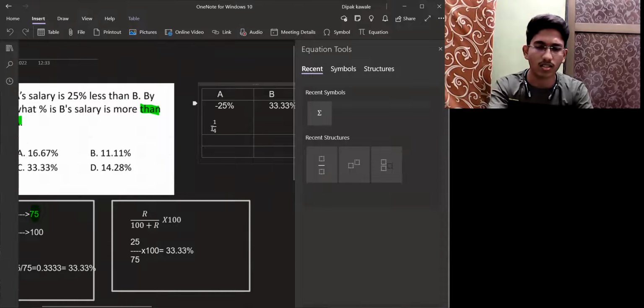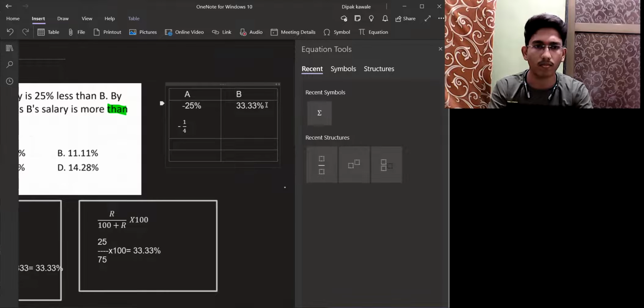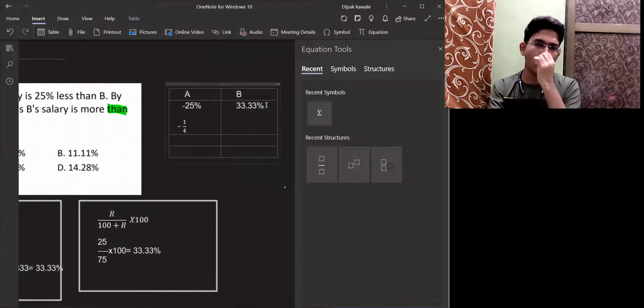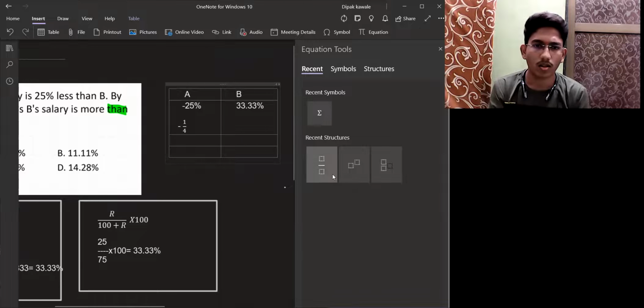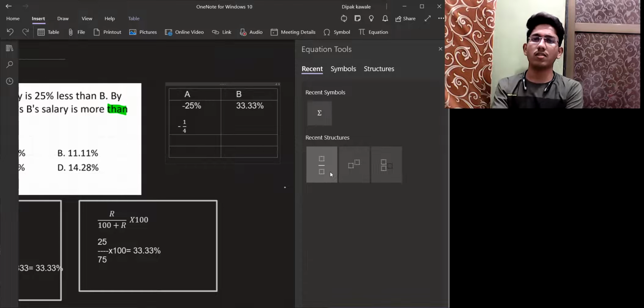Okay, as it is negative. Great. Student, tell me, if I have 33.33% and I want to write it in terms of fraction, then how can I write this? Okay, so 33.33% in fraction is 1/3.